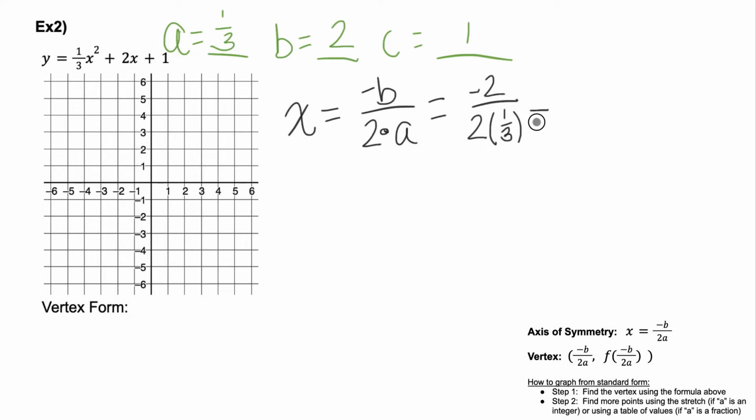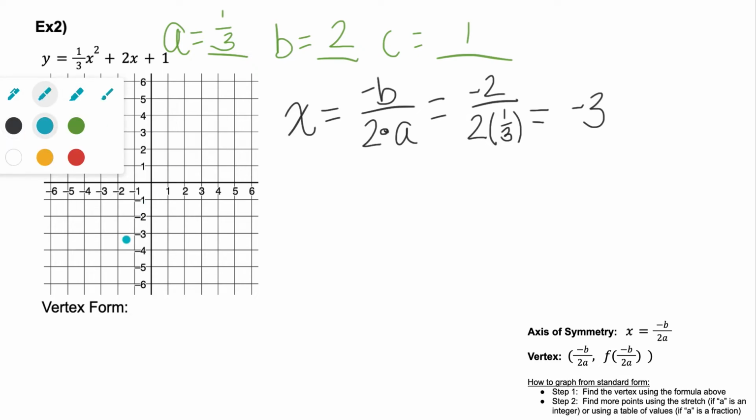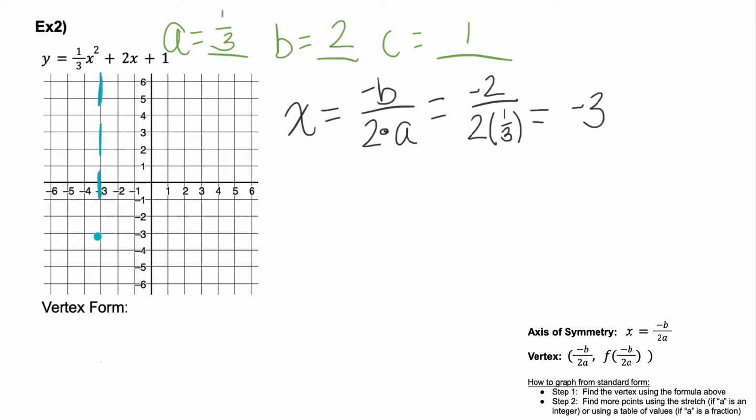Okay, so we're back here. This equals -3. And so now I know that my axis of symmetry is going to be along here, where x equals -3. And now I'm going to plug stuff in. So I'm going to create a table of values, x, y.